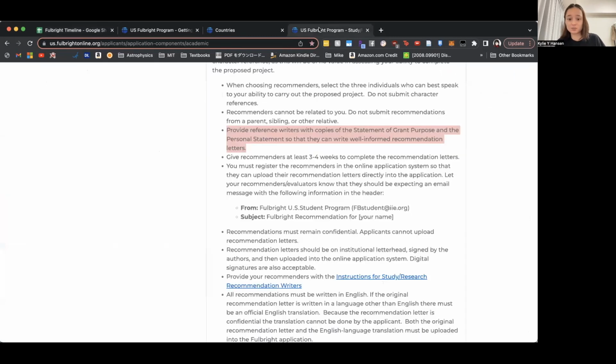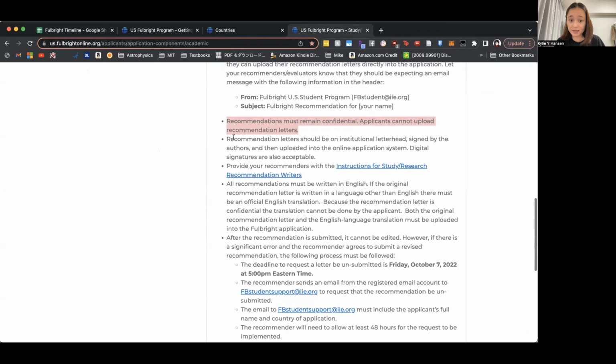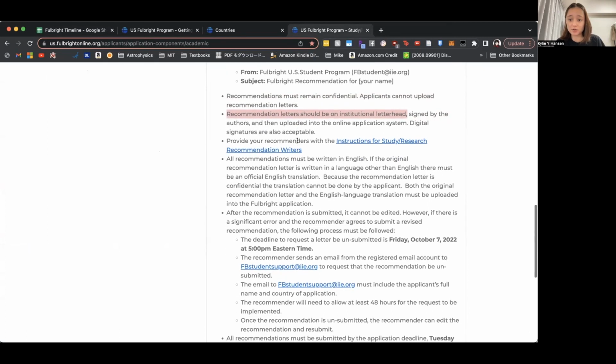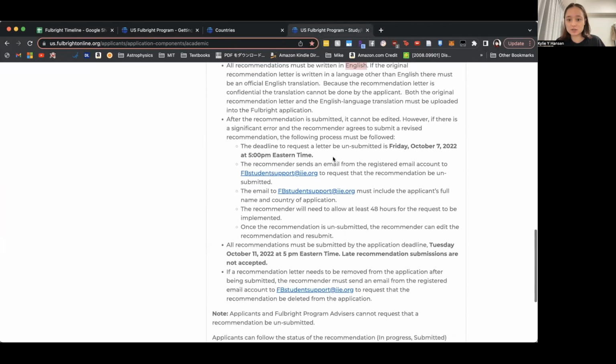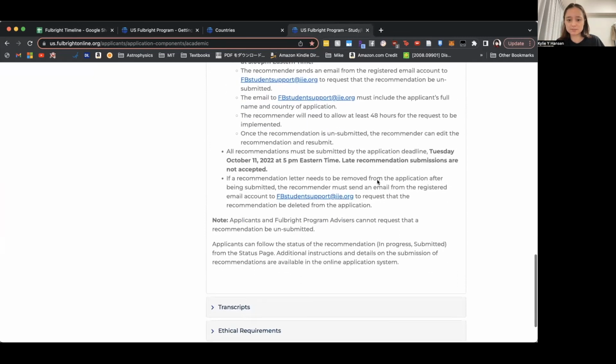Okay, let's continue. They will remain confidential, so they will upload the recommendation letters, not you. And there are some specifications here. It needs to be on an institutional letterhead, then uploaded. Except this time, digital signatures are acceptable. In the previous one we talked about, which was the affiliation letters, digital signatures were not acceptable. It had to be written signatures. There are instructions for it. Has to be in English.